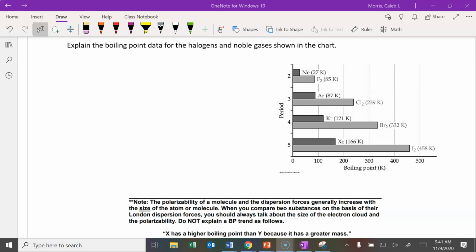All right, this is an example that asks us to compare some atoms and molecules that are nonpolar and try to decide why the boiling point data goes in the direction it does. So if you look at this, our boiling point is increasing as we go down a group from one period to the next. Going down the group, we're getting a new electron energy layer. And if we look at this data, we know that going down a group, the boiling point increases. The boiling point keeps increasing as we go down a group.